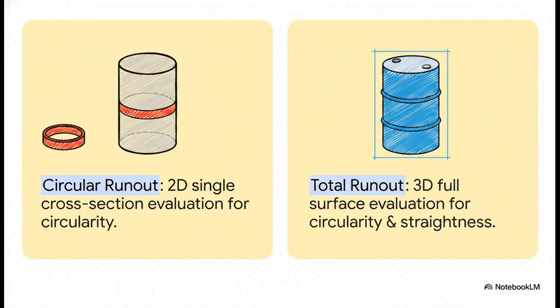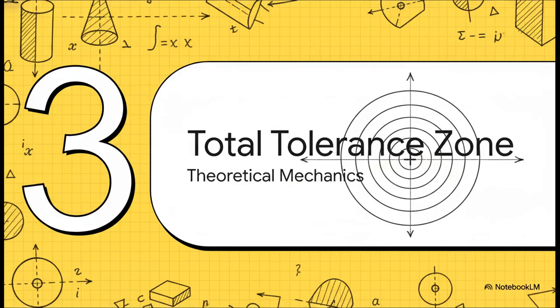Total Runout, on the flip side, takes a full 3D approach. It locks down the entire surface along that datum axis. It checks the whole continuous cylinder, effectively controlling circularity, straightness, taper, and coaxiality all at the exact same time. It's the whole shebang. Right, on to Section 3, the total tolerance zone. We know what it does practically, but let's look under the hood at the theoretical mechanics of what this tolerance zone is actually doing mathematically.